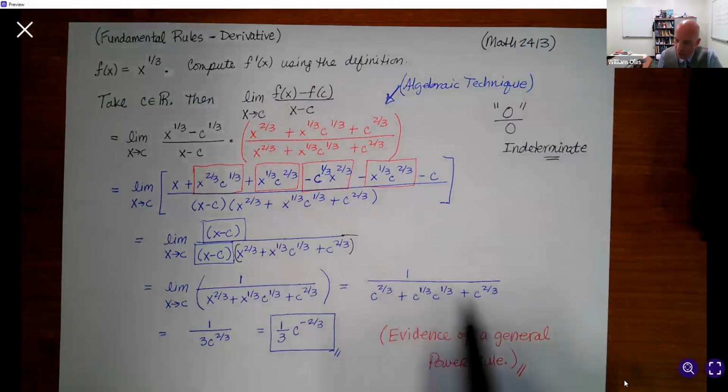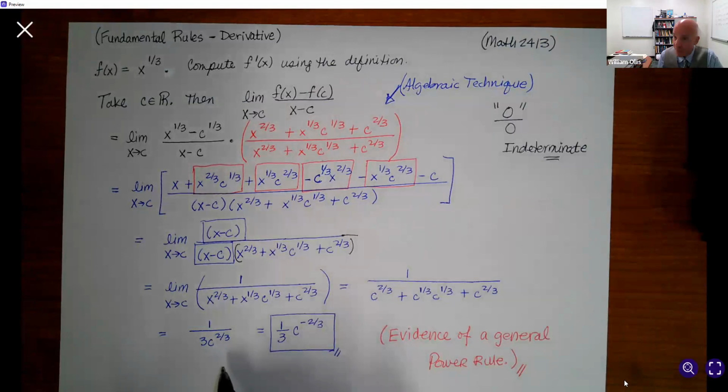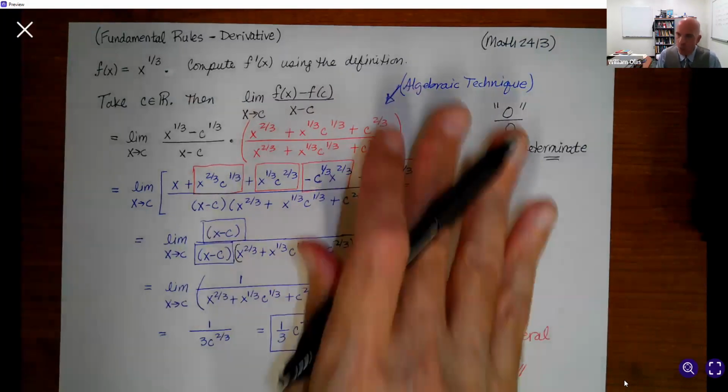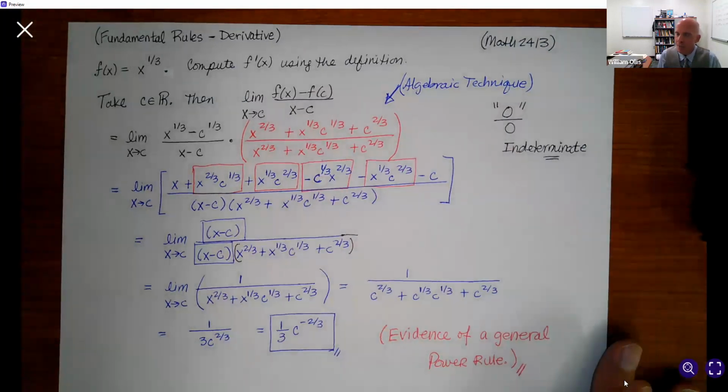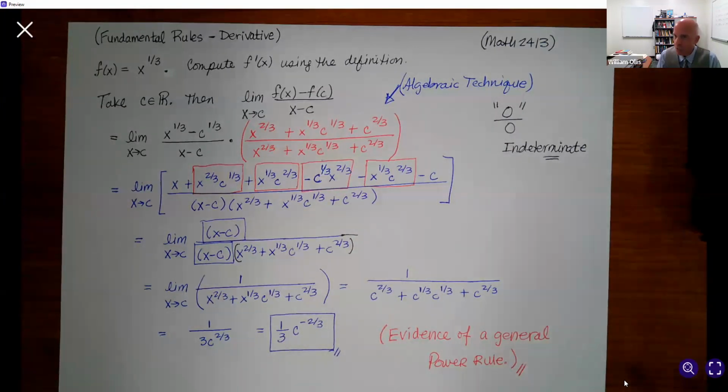But these are all copies of c to the 2/3, and we have three of them. Okay, so that is exactly why I like this form of the derivative. It is very clean, it is very efficient, and the arithmetic is easy to use as we continue to do more with the theory of the derivative.